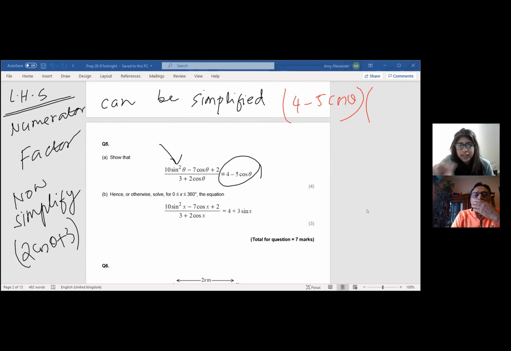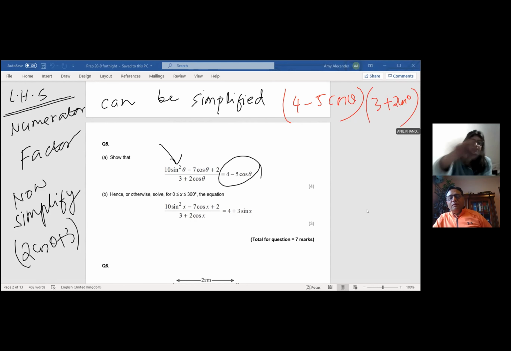But there was a minus outside. Yeah, there was a minus outside. That's why. Yeah, I wrote it without minus. 3 plus 2 cos theta. Okay, but inside the brackets it was correct. And so we found that was a factor. So that cancelled, correct?